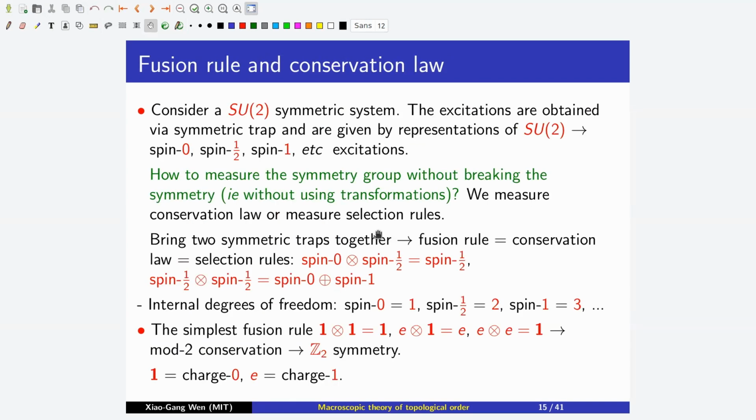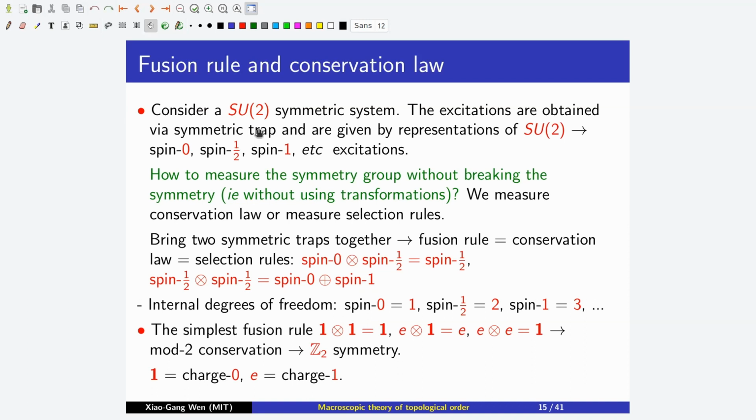And certainly SU2 is not the simplest fusion. The simplest fusion is actually a Z2, mod 2 conservation. We have an e carrying Z2 charge. Then two e's can annihilate, where 1 means trivial, the vacuum. So this is really the mod 2 conservation, and that's a symmetry. The point I'm trying to emphasize is that this N_ijk is a sophisticated way to describe a conservation law and a selection rule, and that's really a sign of symmetry. When you have an N_ijk, you have a selection rule, you have a conservation law, that's a symmetry. For example, for this simple fusion rule, we get the Z2 symmetry, and for the more complicated fusion rule, we get the SU2 symmetry.